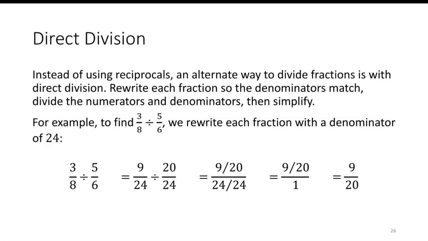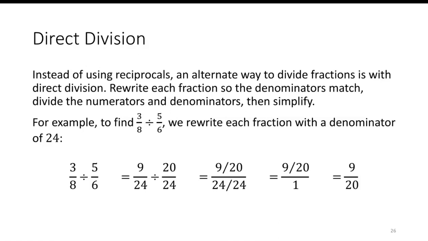Instead of using reciprocals, an alternate way to divide fractions is with direct division. To do that, we rewrite each fraction so the denominators match. Then when we divide the numerators and denominators, the denominator is always going to become 1, and our answer is always going to be whatever the division is for the numerators.